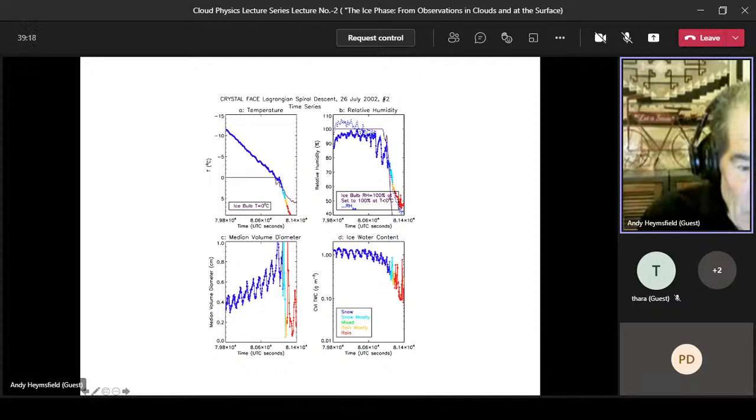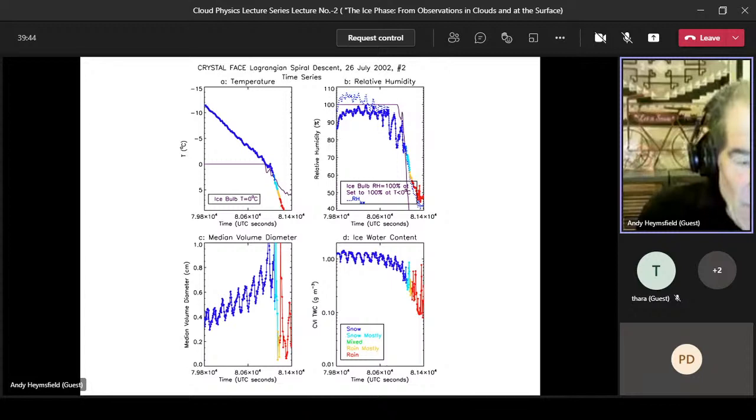And this is the ice water content. That is, it really should be labeled condensed water content. No, it shouldn't. This is the ice water content of the particle population, since there was no liquid above. And so here you see it's relatively constant, but in the sublimation zones, rapidly decreasing. The next case is just another example of the same thing. And so from this, we could get some pretty good statistics.